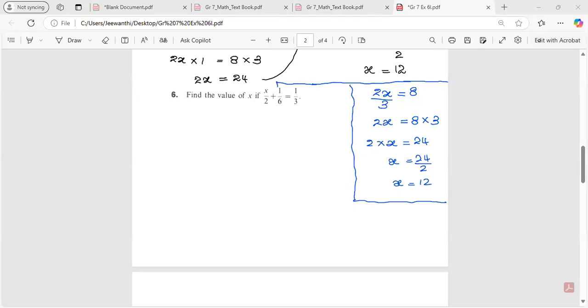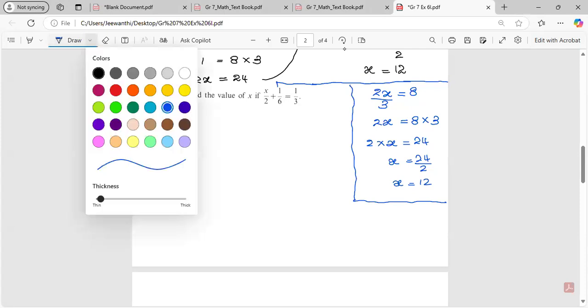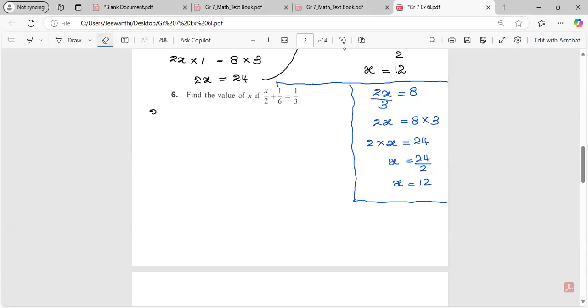Right? So here, in question number 6, we have two fractions in the left side and one fraction in the right side. In that case, what you do, children, look at this. When you have this kind of question, x over 2 plus 1 over 6 equal to 1 over 3, we can find the LCM of these three denominators, 2, 3, 6. We know that the LCM of 2, 3, 6 is 6.